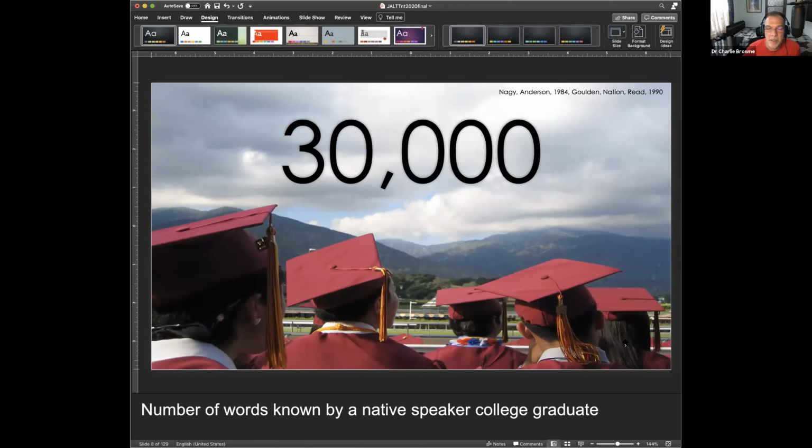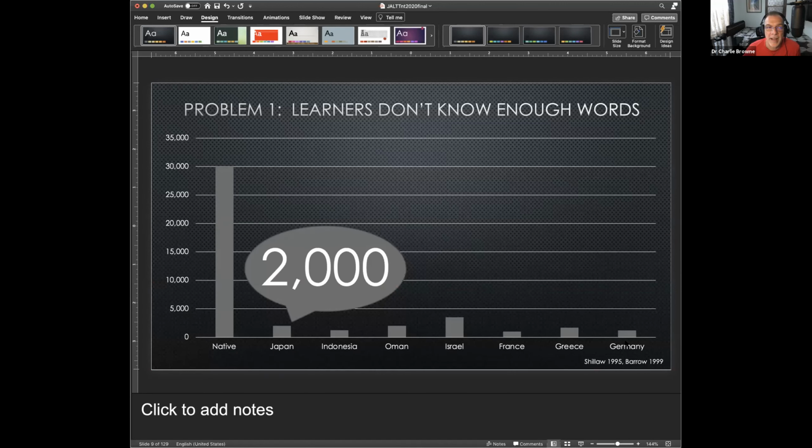But the bad news is that even after 10 or 12 years of studying English, Japanese students just don't have that many words. So, it's somewhere between 2,000 and 3,000 words by the time they're in college. And so you're talking about a maximum of maybe 10% of the size of a native speaker after 12 years of study. So that's 10% for 12 years. To get to 100%, you have to multiply that by 10 and take another 100 years, right? So, clearly Japanese students don't have enough vocabulary words, and this is one of the problems.